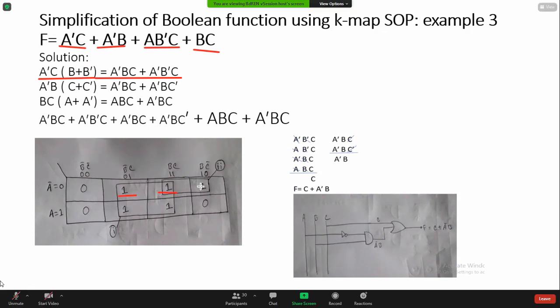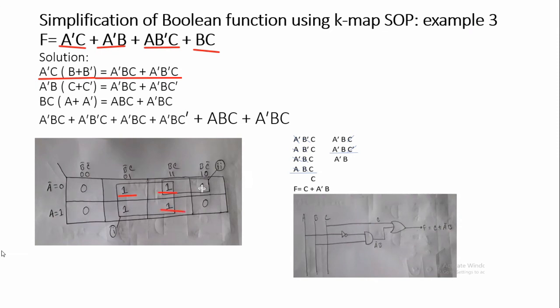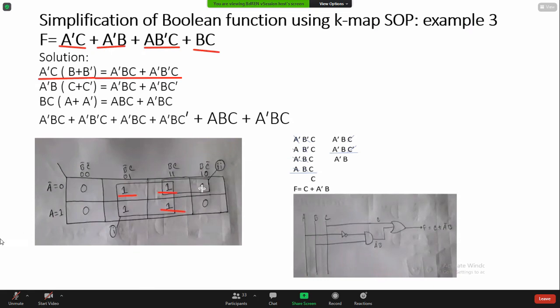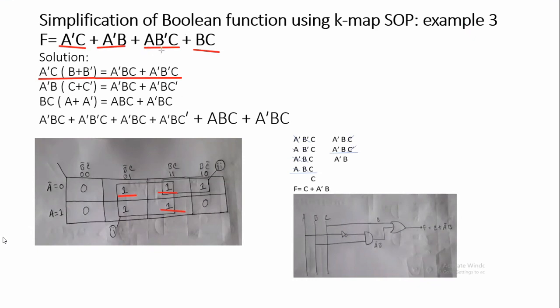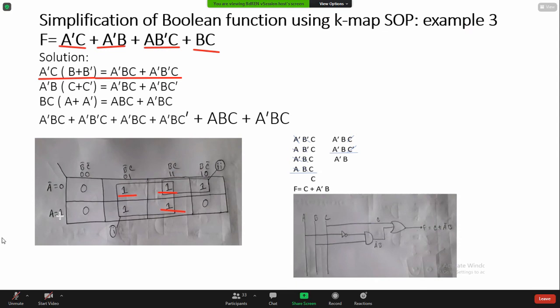Now what is this one? A prime B C prime. Now we will take ABC. So where is ABC? This one, ABC. Then we will get A prime BC. Where is A prime BC? Again this is here. Then observe A B prime C, A B prime C. Did you get this one?